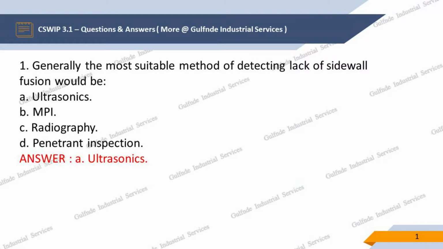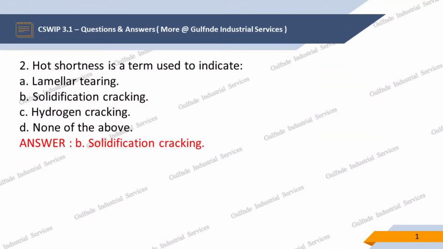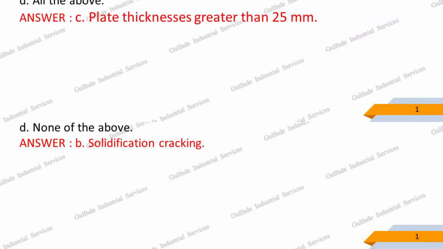Question 1. Generally the most suitable method of detecting lack of sidewall fusion would be, options are A. Ultrasonic testing, B. MPI, C. Radiography, D. Penetrant inspection. Our answer is A. Ultrasonic testing. Question 2. Hot shortness is a term used to indicate, options are A. Lamellar tearing, B. Solidification cracking, C. Hydrogen cracking, D. None of the above. Our answer is B. Solidification cracking.